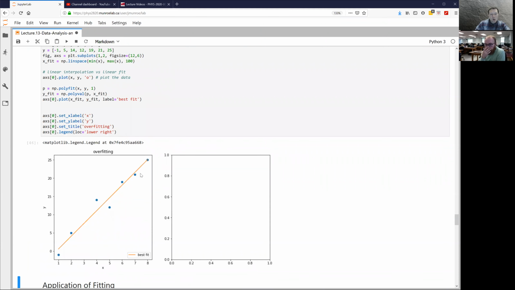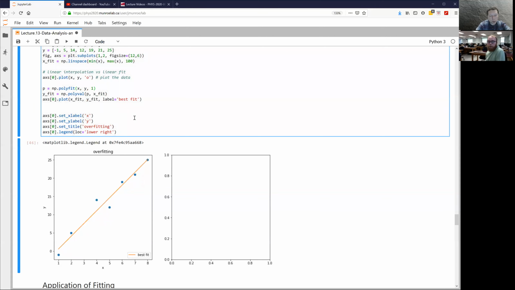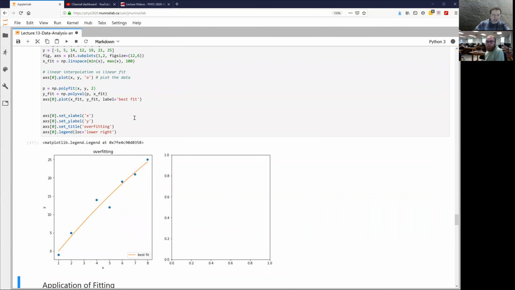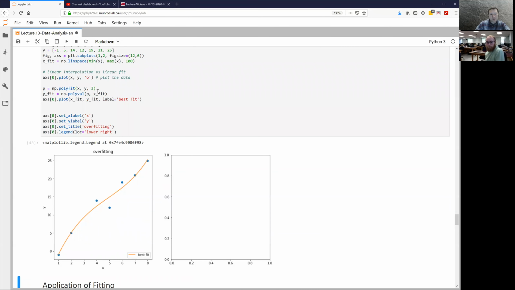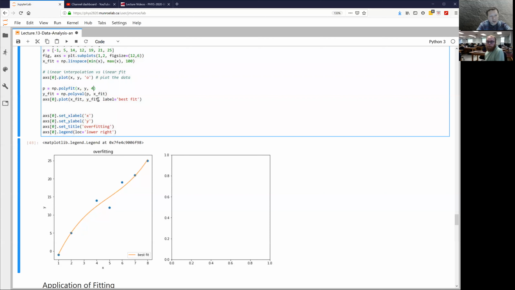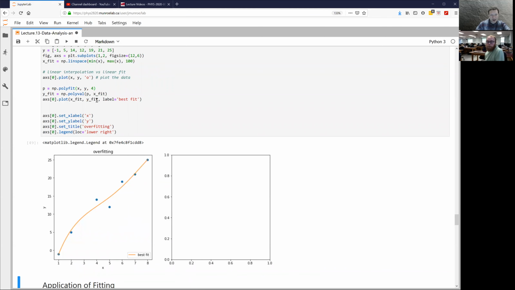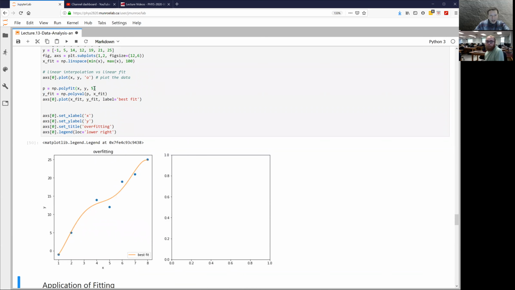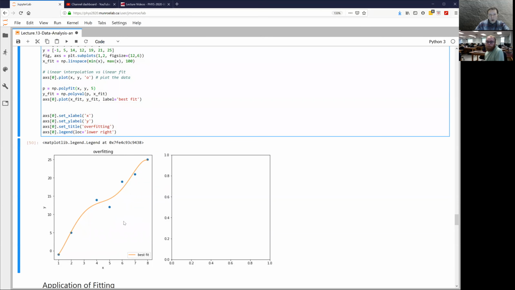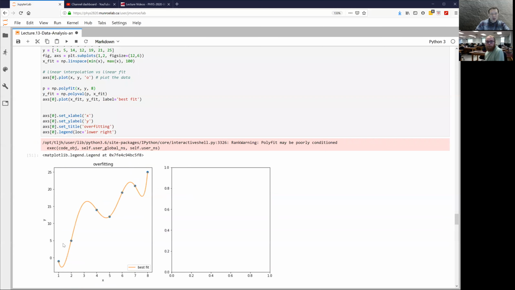I want to talk about overfitting. The idea of overfitting is when you use a polynomial. So there is the best quadratic that fits the data. There's the best cubic that fits the data. There's the best quartic that fits the data. There's the best quintic that fits the data. And if you go with a polynomial of high enough order, you always can fit the data.